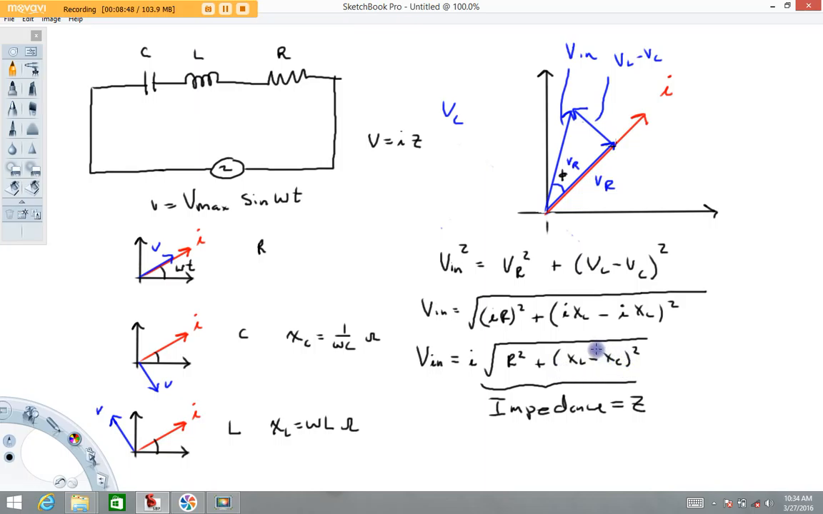So there's a frequency that's pretty easy to find. If you set these equal to one another, you can calculate a frequency, and that's what's called the resonance frequency of the circuit.